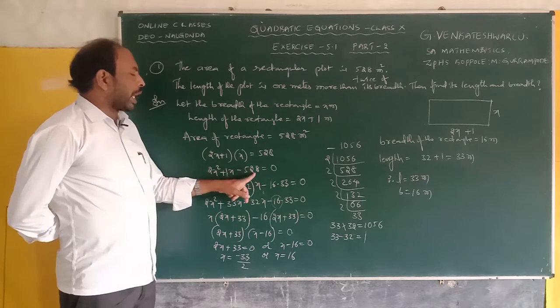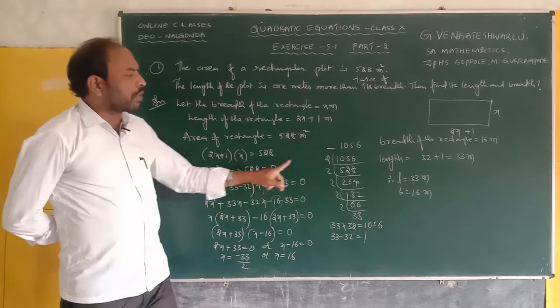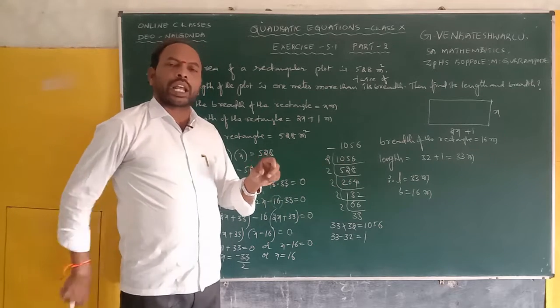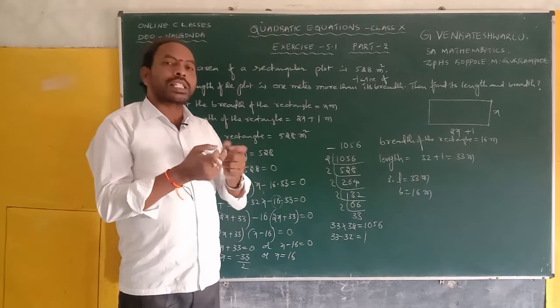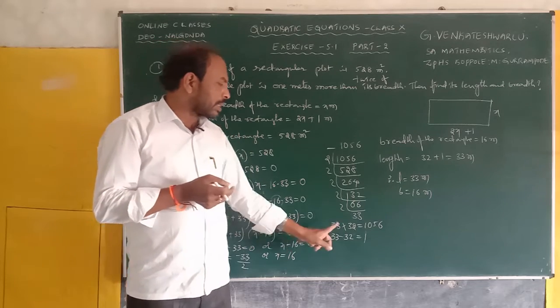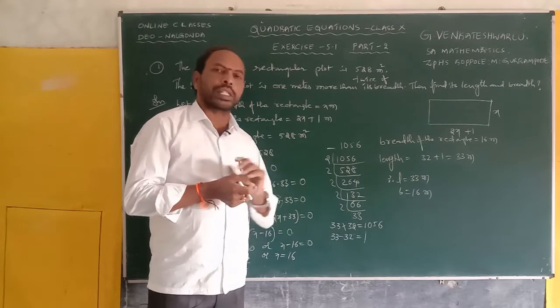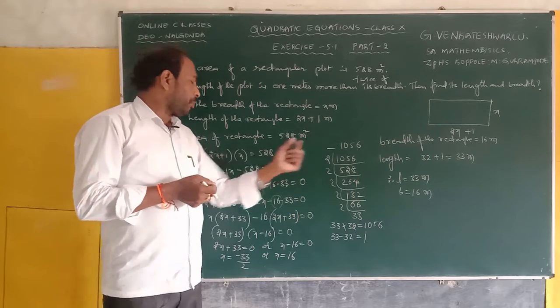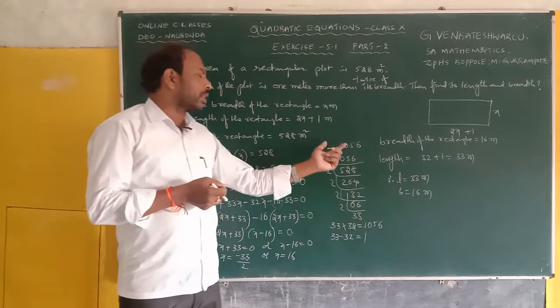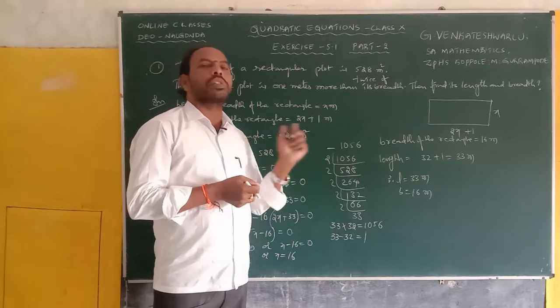So 528 times 2, which is 1056, can be written as a product of two factors, that is 33 into 32. 33 into 32 is 1056, and here plus into minus, this product has a negative symbol.